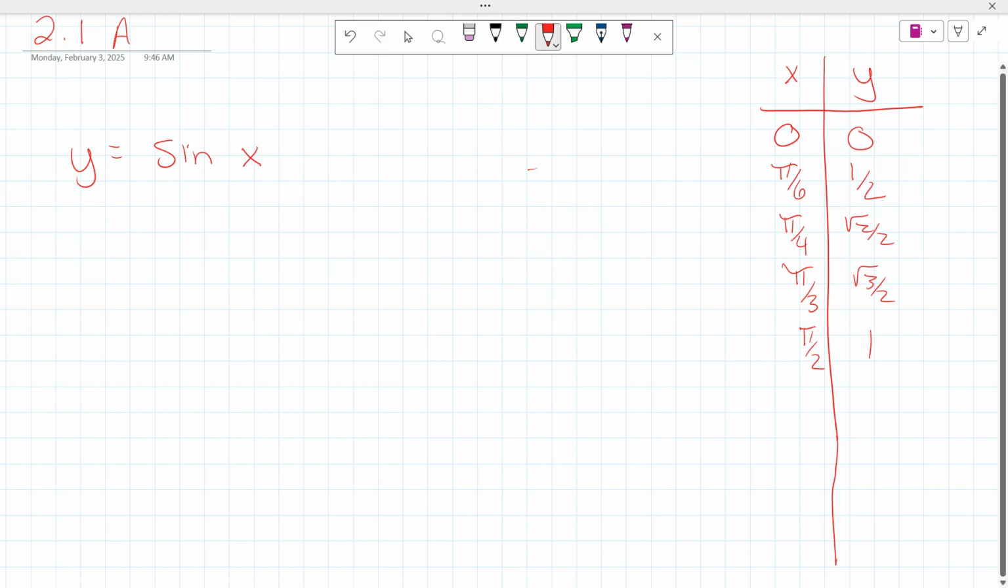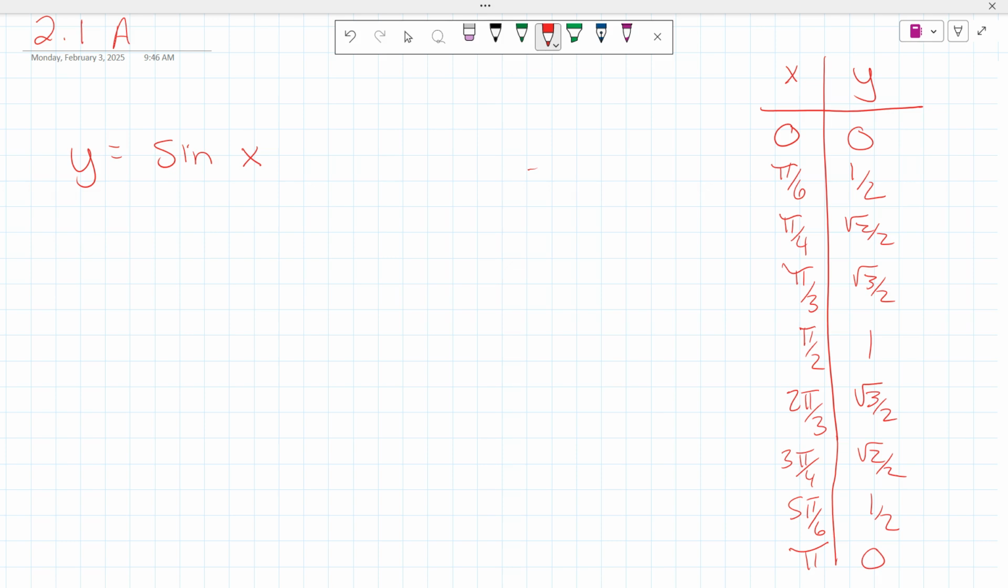And then we'll do a couple more. But then I'll take you through the full thing a little later today. Let's do 2 pi over 3. That would also be, and 3 pi over 4. And let's go to 5 pi over 6. 1/2. And at pi, we're at 0.